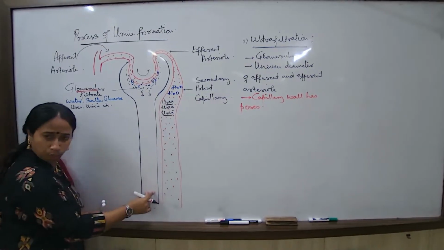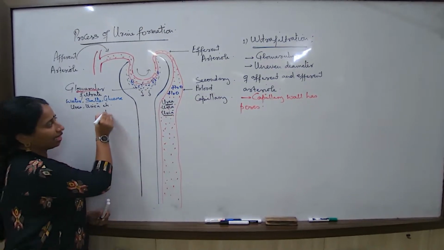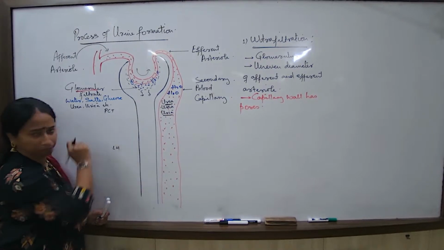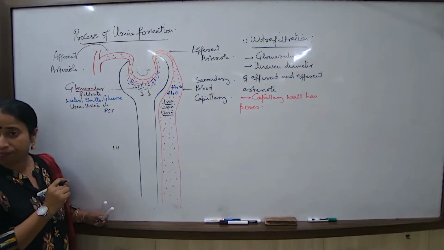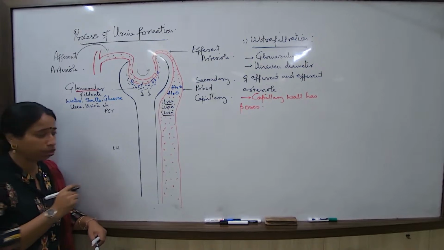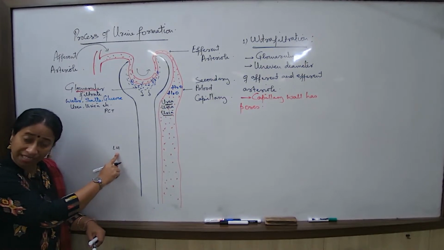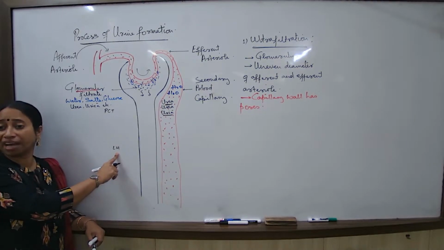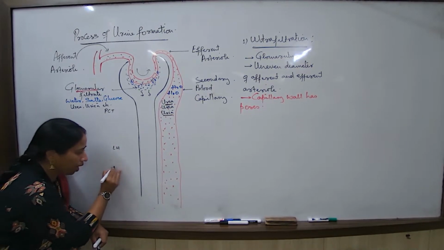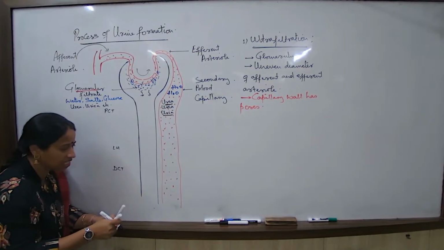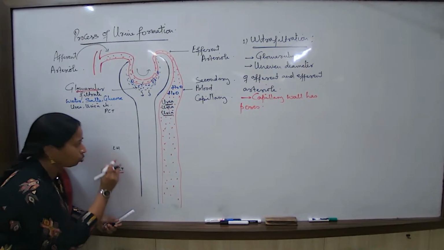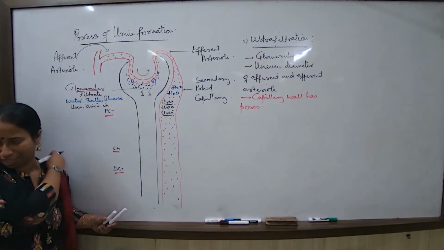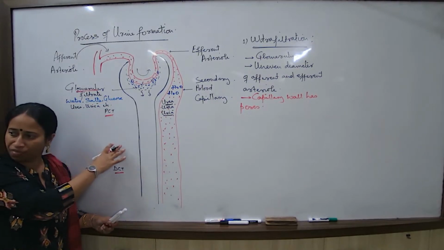This entire tubular part, for understanding, I would divide into three parts. This is the PCT. What is the full form? Proximal convoluted tubule. What is LH? Now that I write, what is its full form? Loop of Henle. And the last part is the DCT, that is the distal convoluted tubule. So this entire region I divide into three major parts: the PCT, the loop of Henle, the DCT.